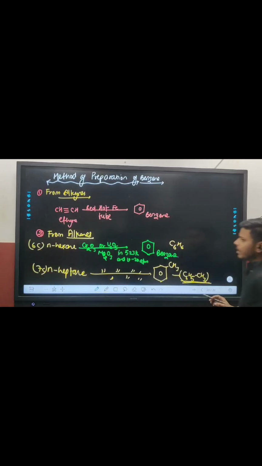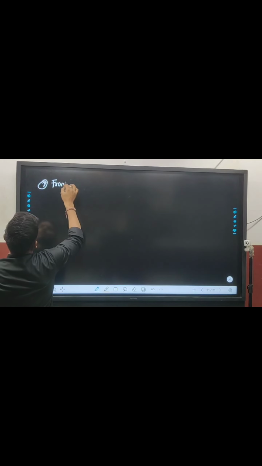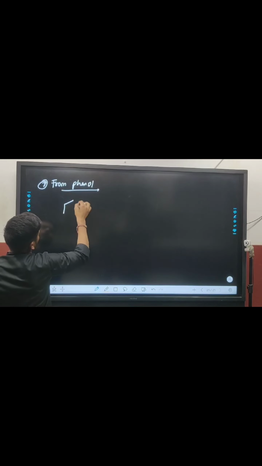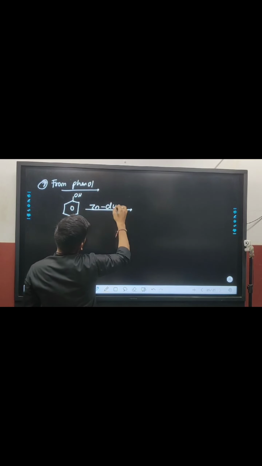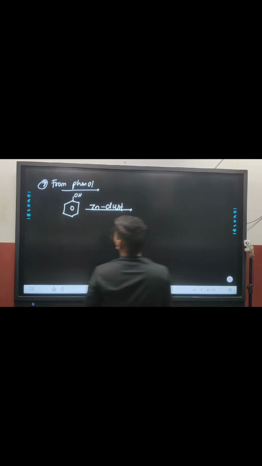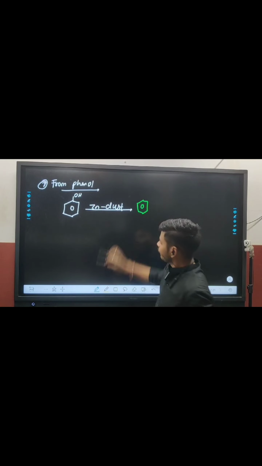Okay, and now we will go to the third method of preparation, from phenol. Phenol is a benzene ring with an OH group. We add the reagent zinc dust. Zinc dust is the reagent that helps convert phenol to benzene.